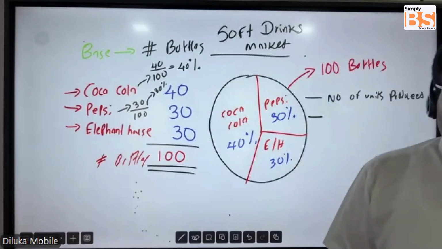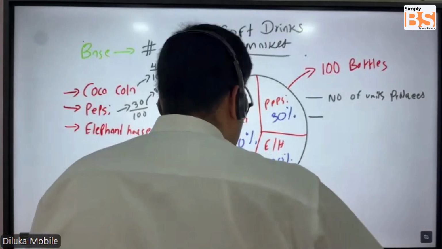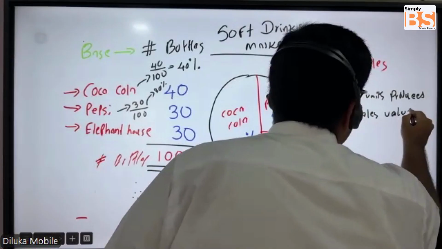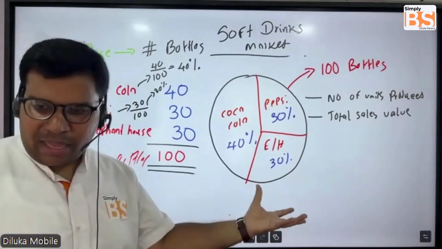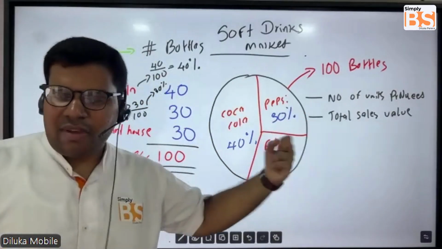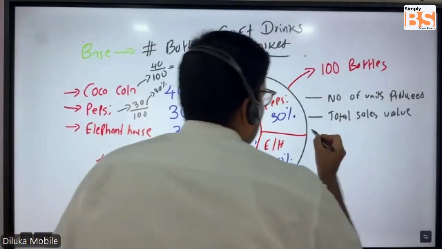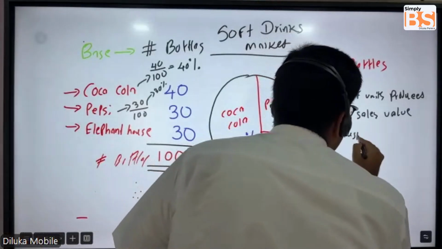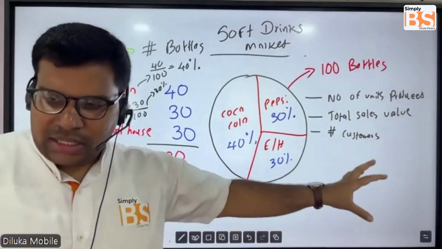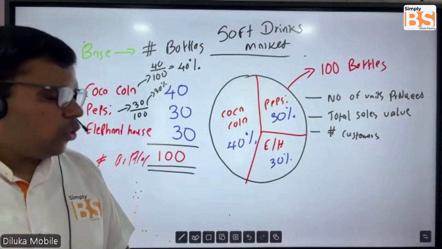Or else another popular base could be the total amount of sales, the sales value. We take the total sales value as the base, and from that, how each company is bringing the value. Coca-Cola, how much sales value? Pepsi, how much? Elephant House, how much? From the total, we get the percentage. Based on the number of customers that you serve, from the total customers, this company serves this amount of customers, and then you can get the market share. What else can we use?